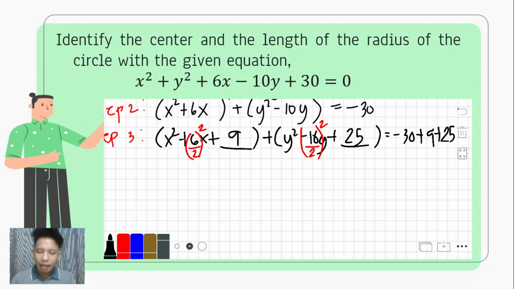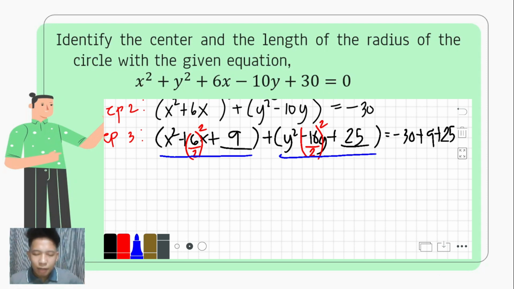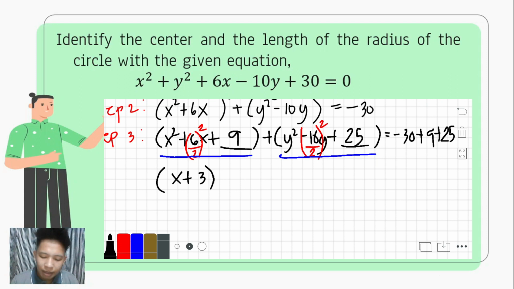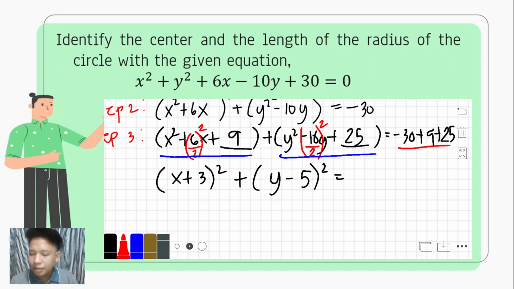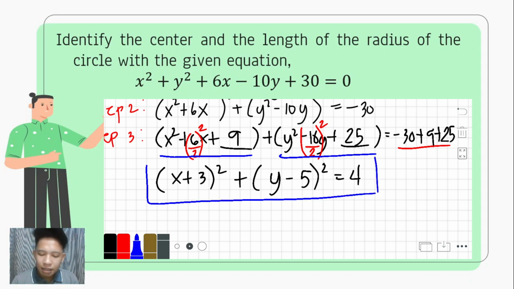Okay? And simplifying this, since we already have completed the square, then we can transform this into the square of a binomial. So we have here the square of x plus 3 plus the square of y. So that dapat po it's negative. So that would be y minus 5 squared equals, and if we're going to simplify this, it would be negative 30 plus 9, that's negative 21, plus 25, that would be positive 4. So we have now just transformed the general equation of the circle into its standard form.